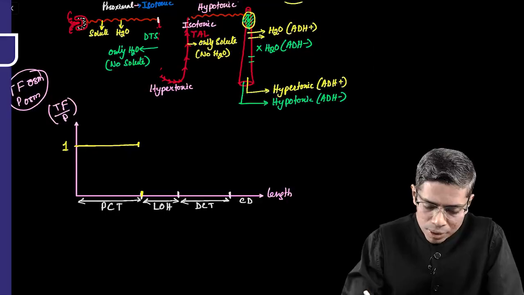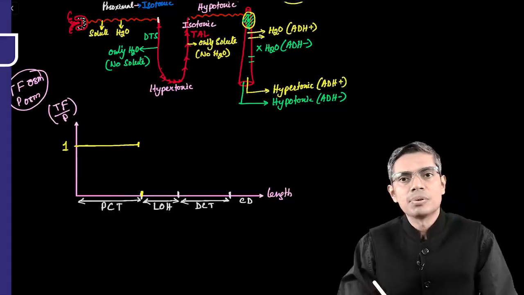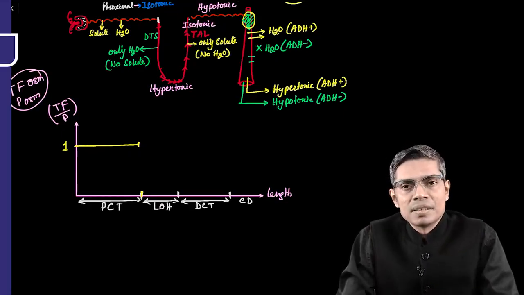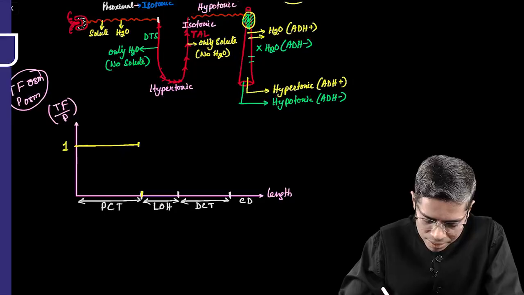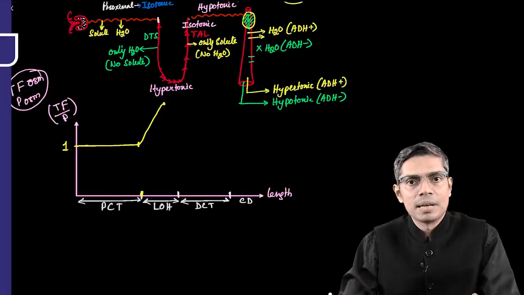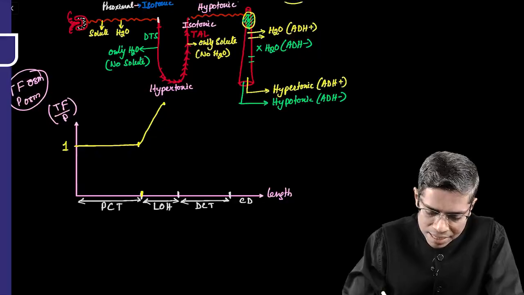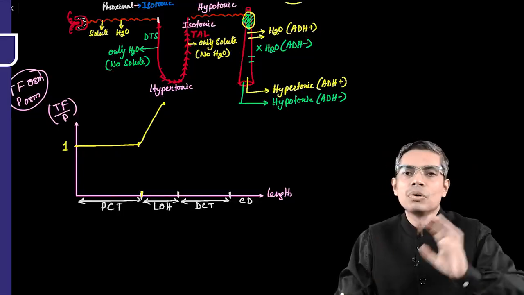Now what will happen when this urine passes through the descending limb of the loop of Henle? All of you know that the more the urine passes through the descending limb of the loop of Henle, the more concentrated the urine becomes. So this TF upon P ratio is going to increase, and it will reach a maximum value at the tip of the loop of Henle. Then when the urine goes through the ascending limb of the loop of Henle, this ascending limb is going to reabsorb only solute, no water.